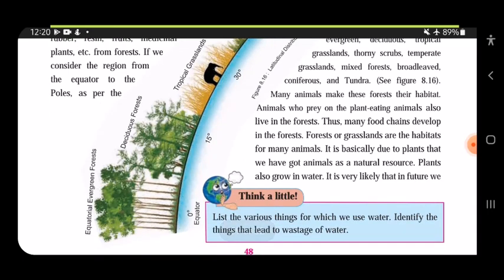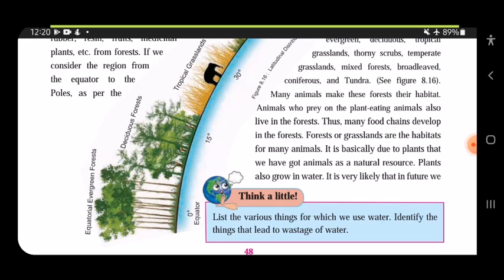Animals who prey on the plant-eating animals also live in the forest. Thus, many food chains develop in the forest. Forests or grasslands are the habitats for many animals because many of them live on eating the plants or trees from there. It is basically due to plants that we have got animals as a natural resource. So what they are saying is, it is because of plants that we have got animals also as a natural resource.